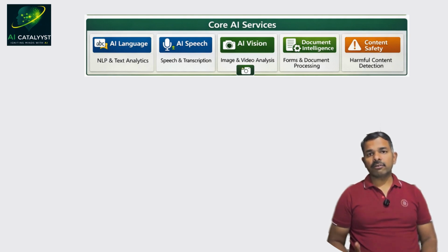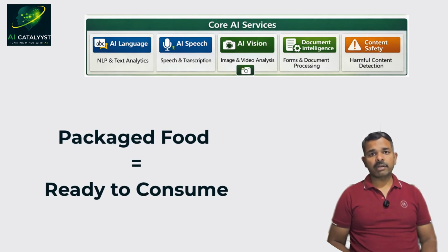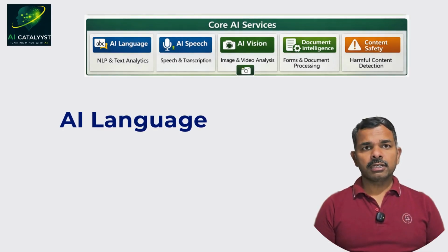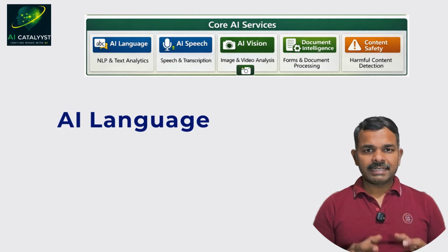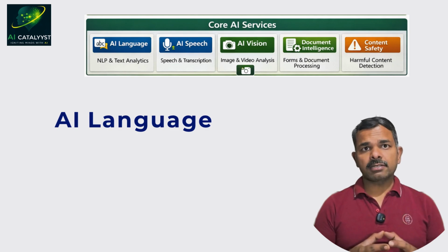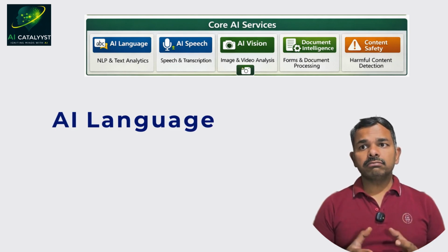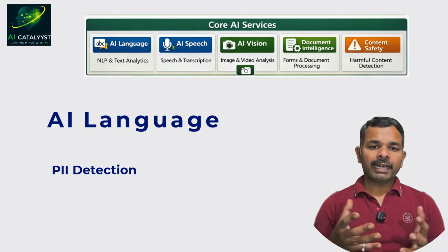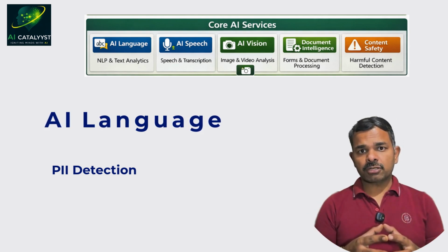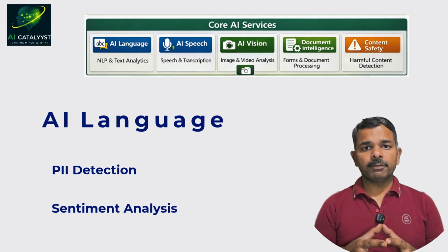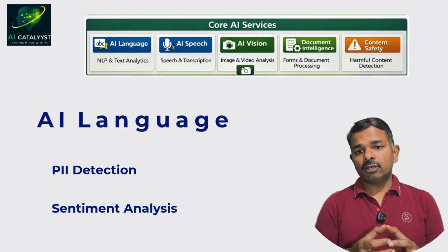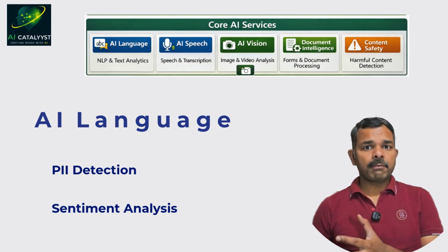These services are ready-to-use capabilities which do not need any training, customization, or coding. The very first one is Azure AI Language. AI Language is for text intelligence, sentiment analysis, summarization, and personally identifiable information detection. So if you want to analyze customer feedback in an application, this service fits perfectly because it can read the customer feedback and analyze its sentiment, whether the customer is angry or happy.